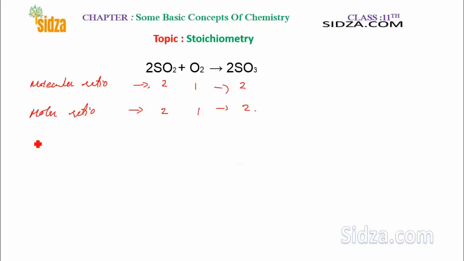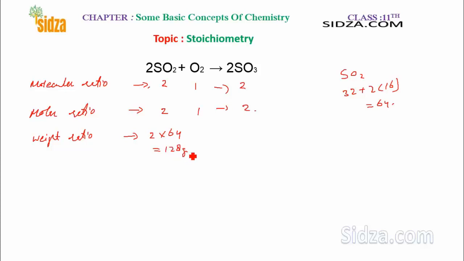We can also write down the weight ratio. What is the weight ratio here? See, 2 moles of sulphur dioxide in terms of weight is 2 times the molar mass of sulphur dioxide, right? Sulphur is 32. Oxygen here is 2 times 16. So 32 plus 32 is 64. The molar mass of sulphur dioxide is 64.